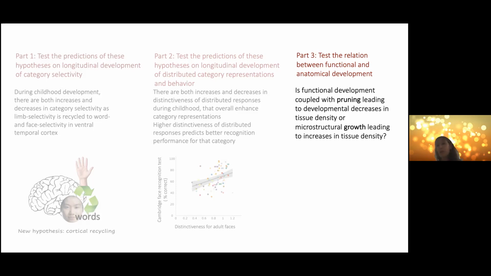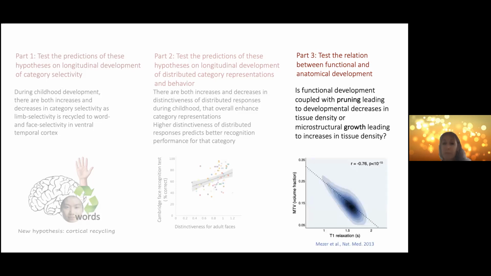Alternatively, changes in selectivity might be coupled with changes in dendritic arborization and myelination, because there's a lot of other evidence that suggests that myelin is activity dependent, and as we become more proficient in using a piece of cortex, it might produce changes in myelination. So it's really hard to measure myelination or pruning in vivo, but we can use new methods like quantitative MRI that has been developed by Aviv Mezer and colleagues to look at changes in tissue density.